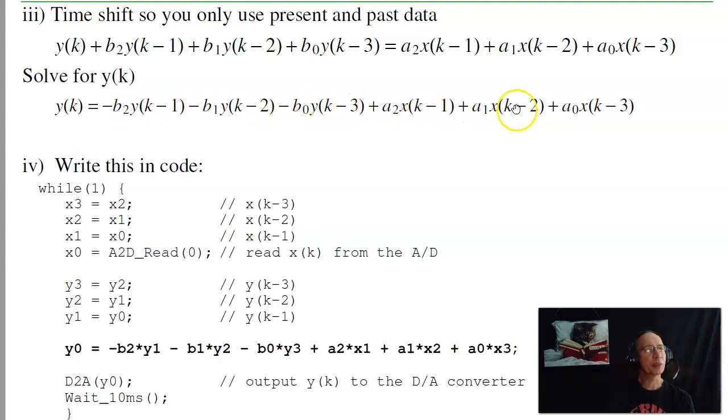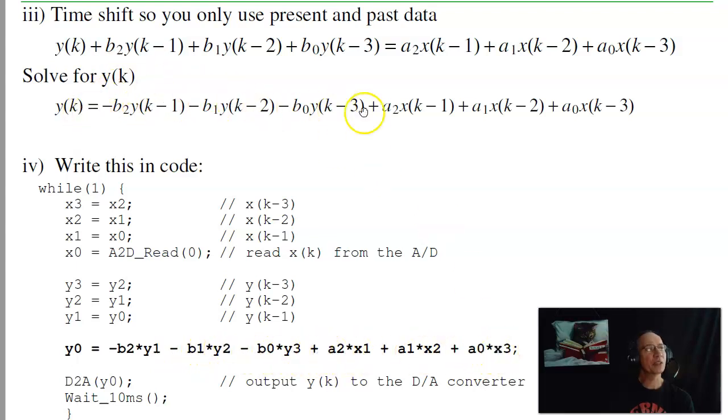That's my code. The way you write the code is I have to remember what was the input 3 samples ago, 2 samples ago, 1 sample ago, and the current input. And I've got to remember up to 3 samples in the past. I need to remember the output 3 samples in the past. So remember the output 3 samples ago, 2 samples ago, 1 sample ago. Now the current output, y0. The current output is a function of the previous outputs and the previous inputs.